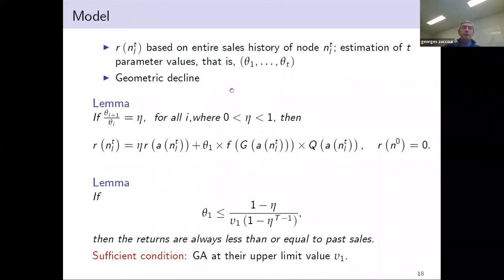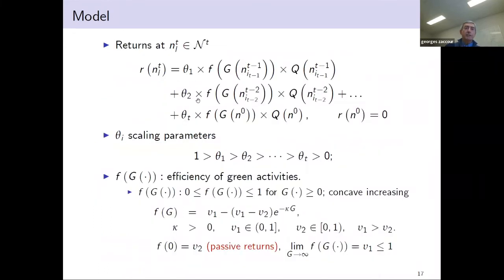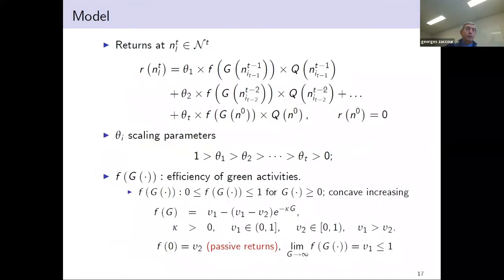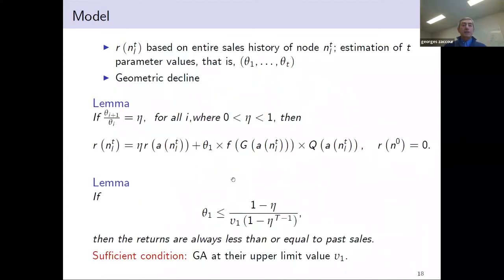However, often in the literature on time series, we make an assumption of geometric decline concerning these scaling parameters, namely that the ratio of two successive parameters is constant and equal to, say, η, and this η is between 0 and 1. Now, under this assumption, the return dynamics are much simpler. Simply, we have the returns at this particular node: a fraction of the returns at the antecedent node, plus what we have sold at the antecedent node multiplied by this efficiency function and multiplied by this θ1. So we have here a dynamical system that is much more sympathetic than this one. However, it comes at the cost of making this assumption of geometric decline.